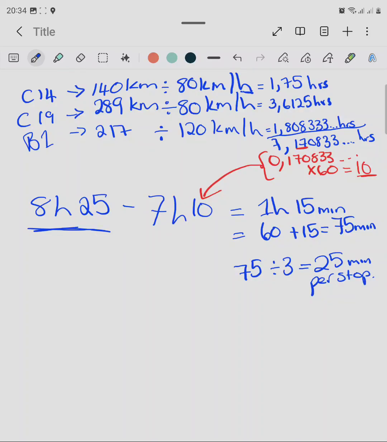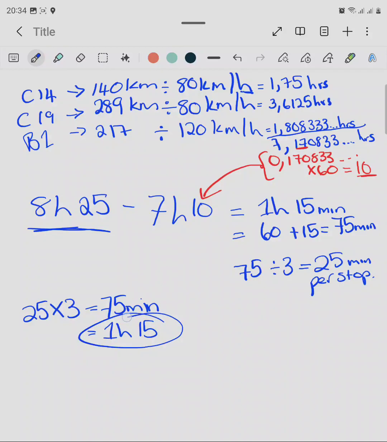The other way you could have done it is you could have said, well, 25 times 3 is 75 minutes, which is 1 hour 15. And then you could have compared that value to the answer over there. So either multiplying your way up and comparing it, or dividing down. Either one would have worked.